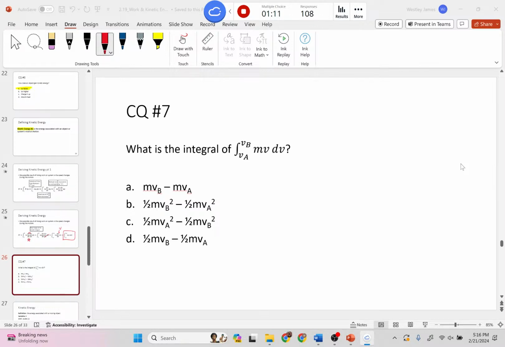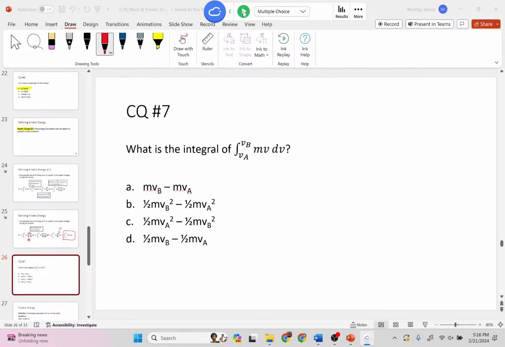Alright, 20 more seconds. See if y'all can do this. Let's see how we're doing. I can see the responses. Yeah, look at y'all. Alright, 5, 4, oh sorry, I said 1:30. 5, 4, 3, 2, 1. Yeah, there we go. We're past the 1:30 mark.